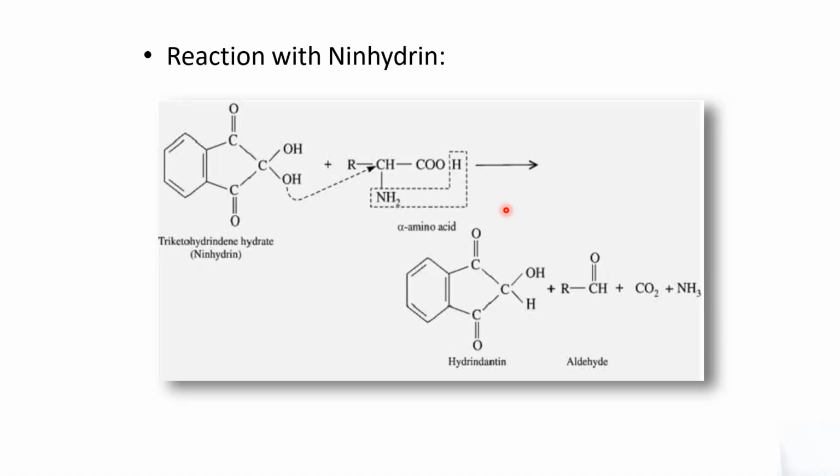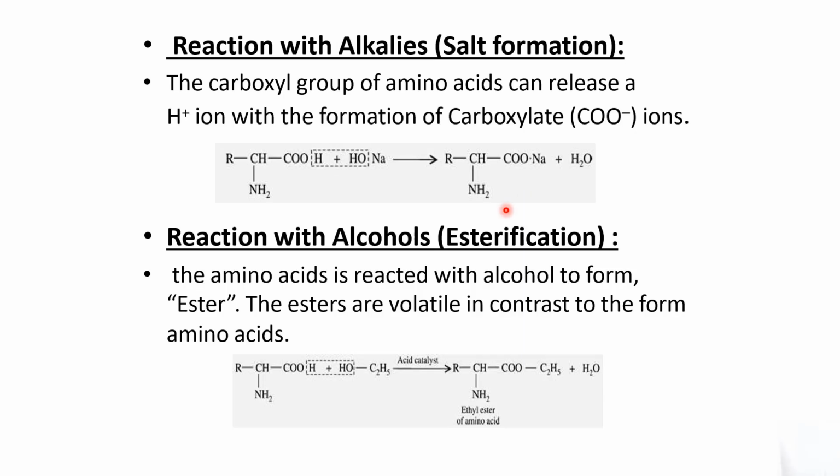Okay. Now, what happens with ninhydrin? So, when ninhydrin reacts with alpha amino acid, this is formed: hydrindantin and aldehyde. Okay, and that's what we basically check in our experiments.